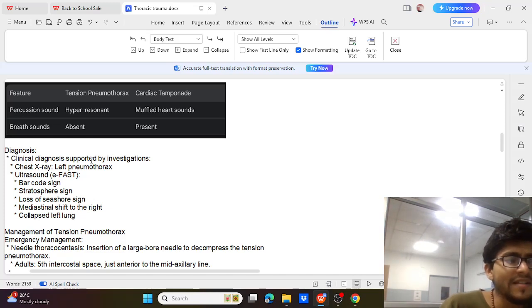Then coming to the next, the mediastinal shift to the right, that also we can see in the ultrasound and chest x-ray. Collapse of lung, that also we can see in the x-ray.